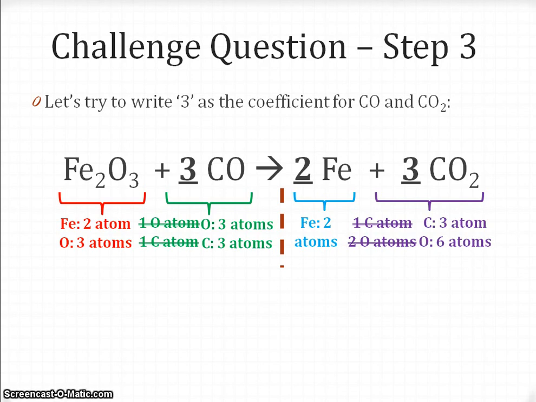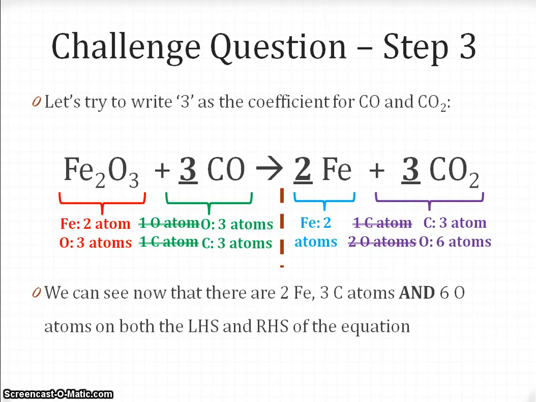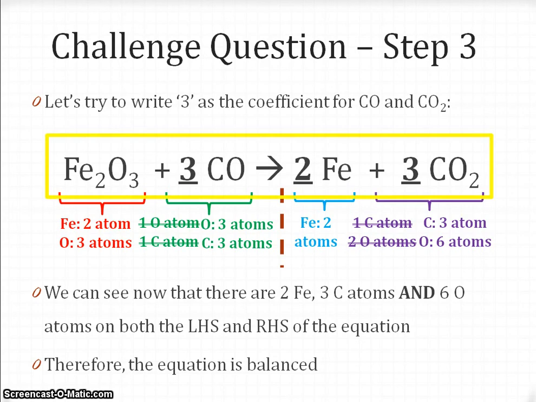Looking at the whole equation now, we can see that there are 2 iron, 3 carbon and 6 oxygen atoms on the left-hand side and right-hand side of the equation. Therefore, we can now say that the equation is balanced and this would be the final answer.